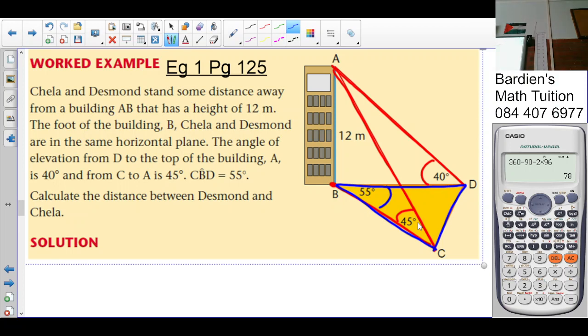The question is calculate the distance between Desmond and Sheila. Okay? In other words, they want you to work out that distance. Not so? So if you look at this, there are many triangles. Okay, to calculate this length between Sheila and Desmond, if I know what BD is, and I know what BC is, I then can calculate CD. How can you calculate CD, the length of CD?